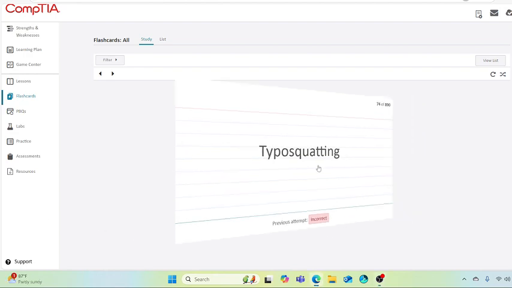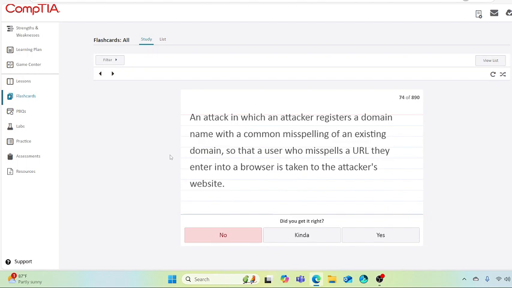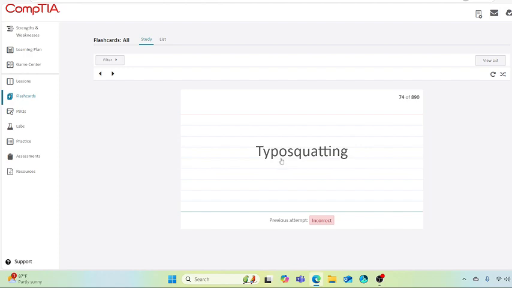Typosquatting. An attack in which an attacker registers a domain name with a common misspelling of an existing domain so that a user will misspell a URL they enter into a browser and is taken to the attacker's website.